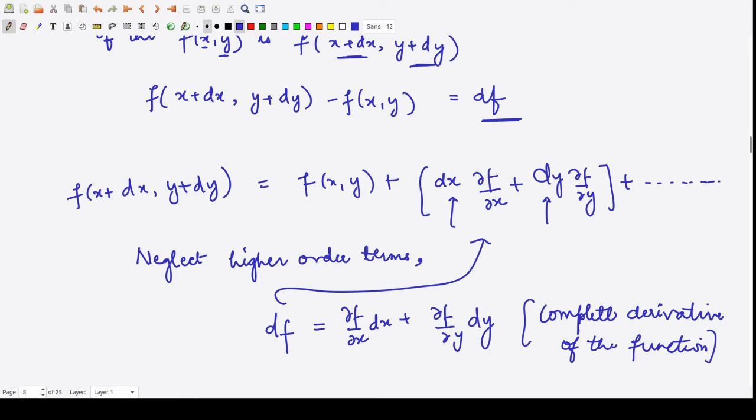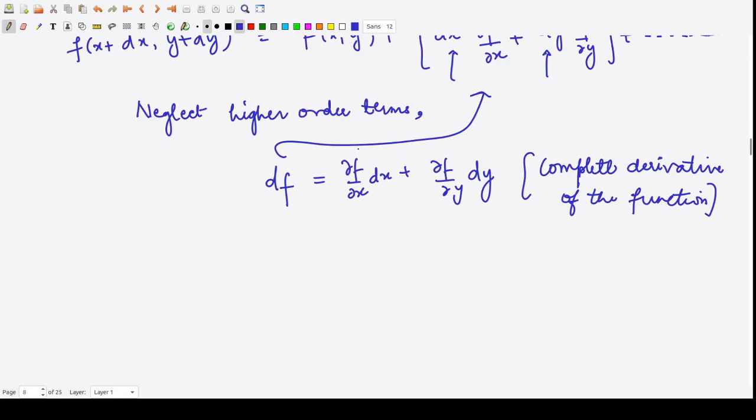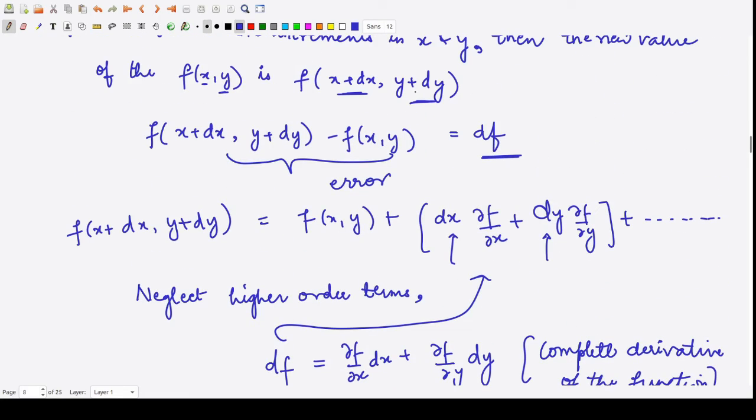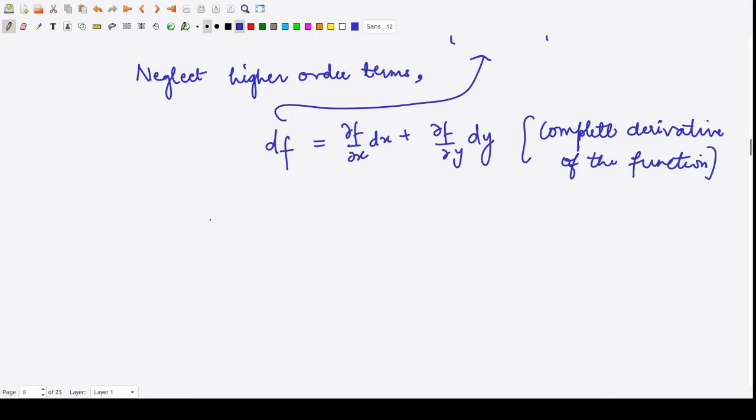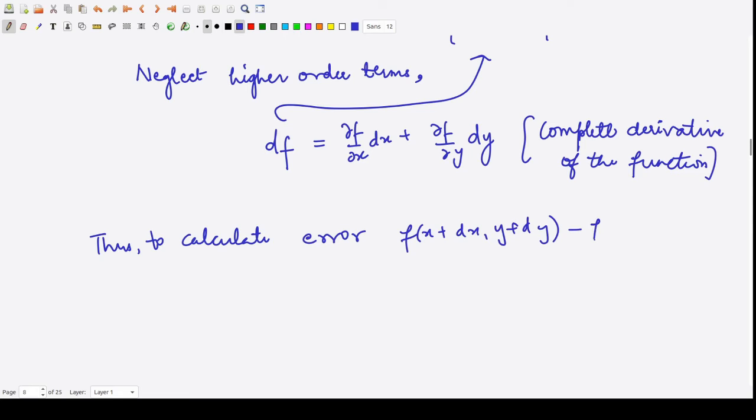So from here we have noticed that this was the corresponding error. Your error in the function is denoted by df. So if you calculate the complete derivative of the function, you are basically calculating the error in the corresponding function. Thus, to calculate the error, f of x plus dx, y plus dy minus f of x, y, we compute df, that is the complete derivative of f.